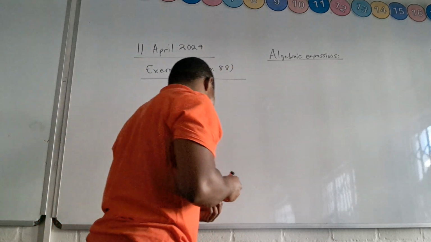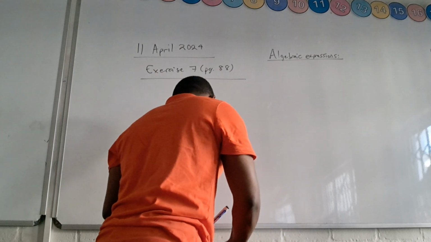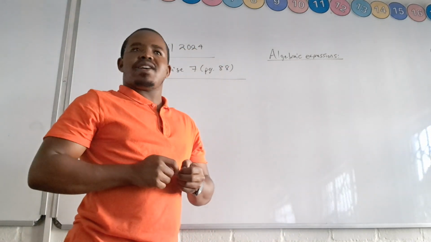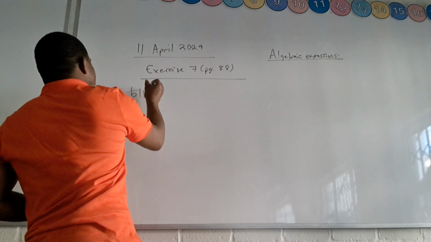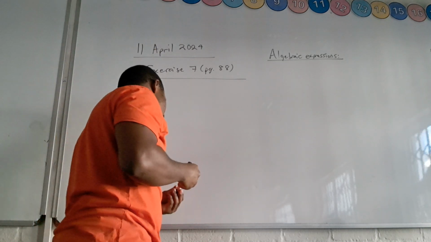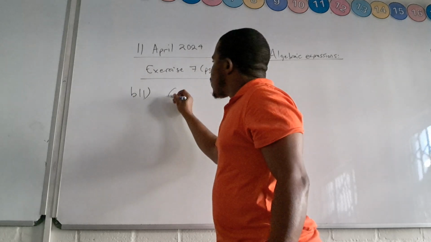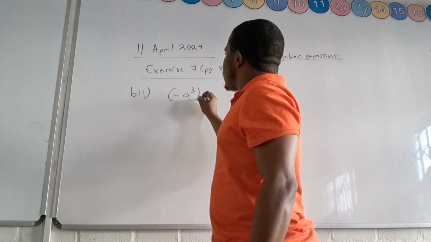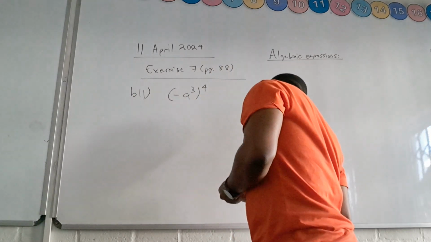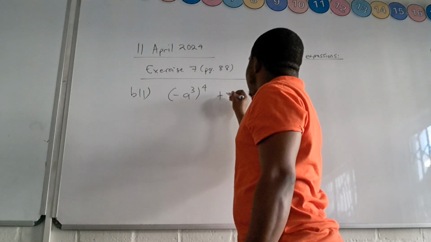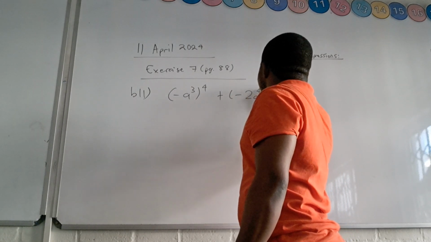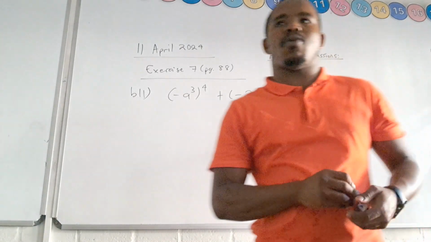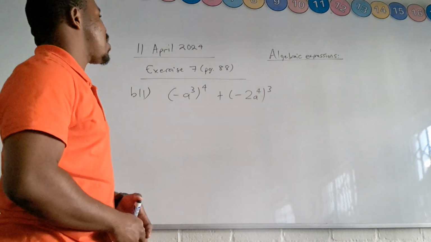So we started with question B10. Which one did we stop at yesterday? B10, I think. So we're going to continue from B11. Please, you need to pay attention. So B11 was minus 8 to the power of 4 plus negative 2 times 8 to the power of 4, all raised to the power of 3. So that's the question. We'll have to simplify that.